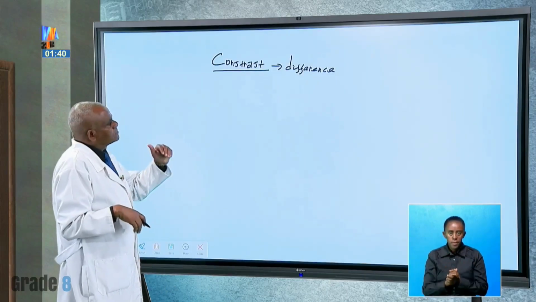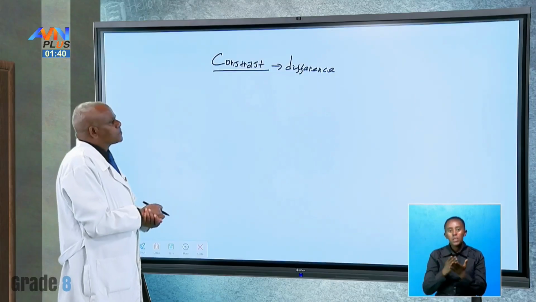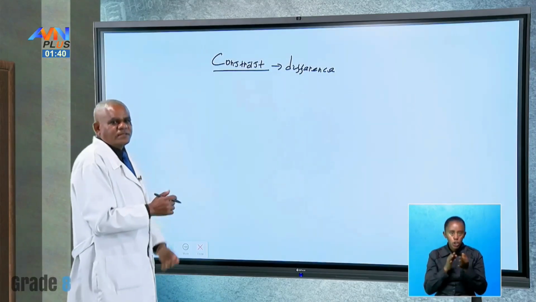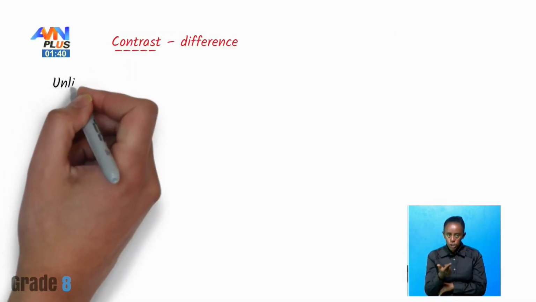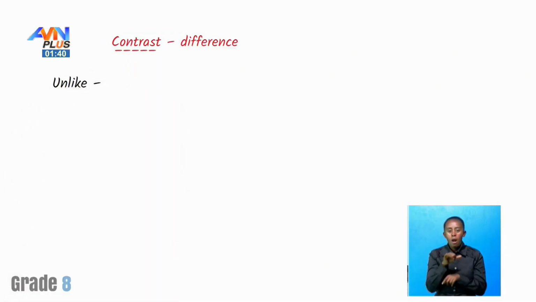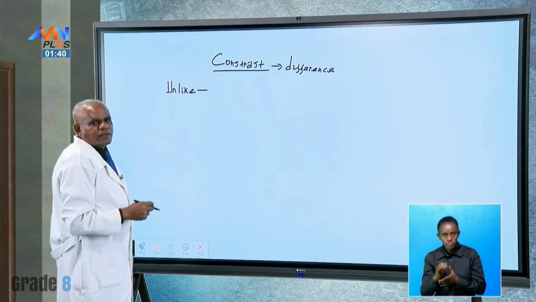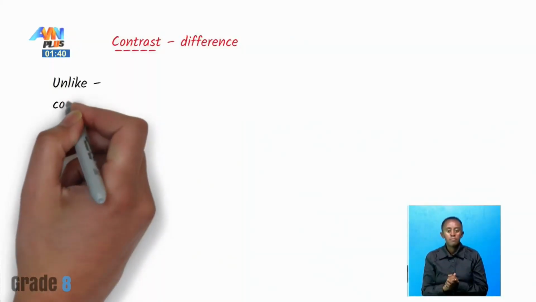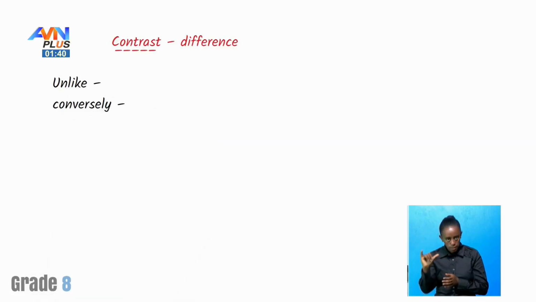As I have just done so far, I would like to list down some of the common expressions that we have to know in our day-to-day language. The first one is unlike. Good. And then conversely. Another difference.